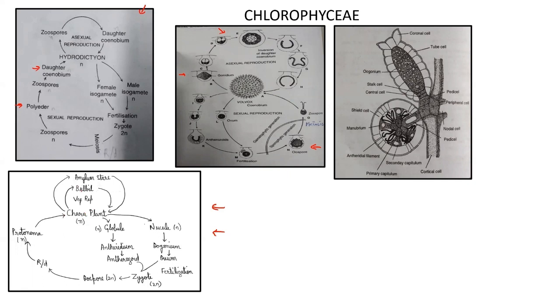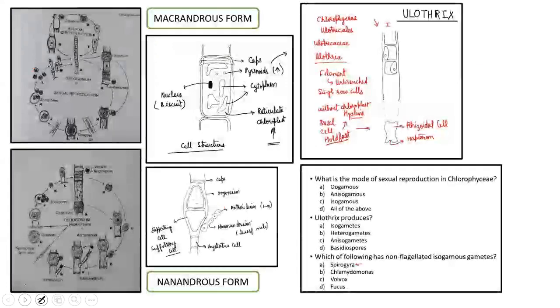Asexual or vegetative reproduction is very important. That is, there is production of amylum stars and bulbil. Okay, so this happens in Chara. Let us move further ahead.